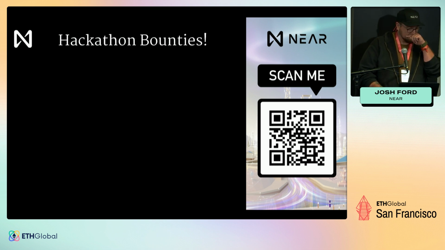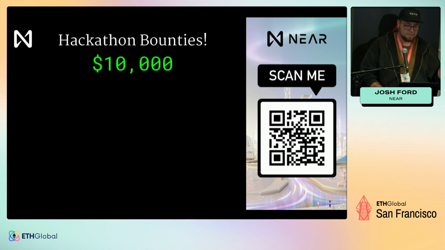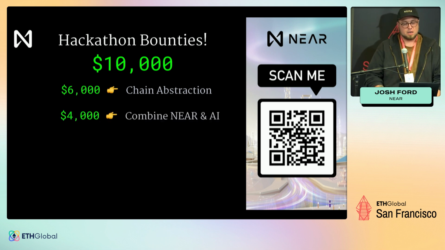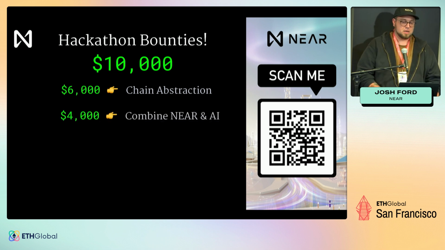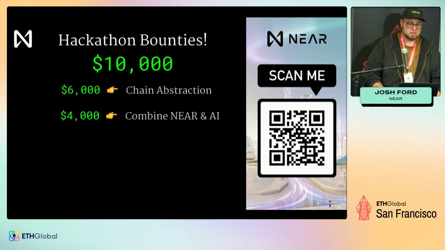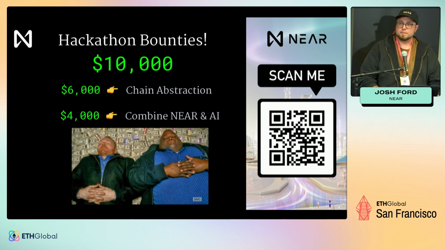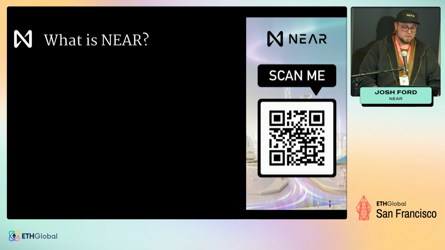So first off, hackathon bounties that are going on this weekend. We've got $10,000 in prizes to give out. $6,000 of it is going to be towards chain abstraction, and $4,000 of it is going to be some way in which you're going to combine Near with artificial intelligence. So good luck. Hope you guys submit some awesome projects, and looking forward to seeing them.